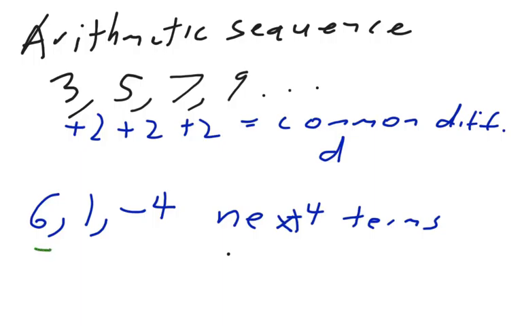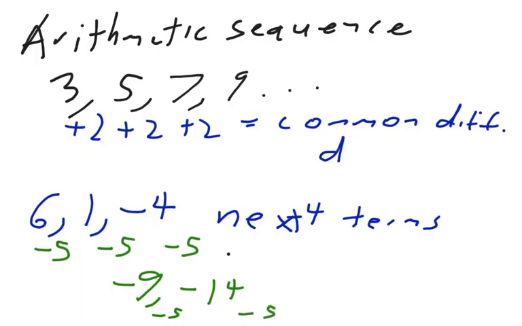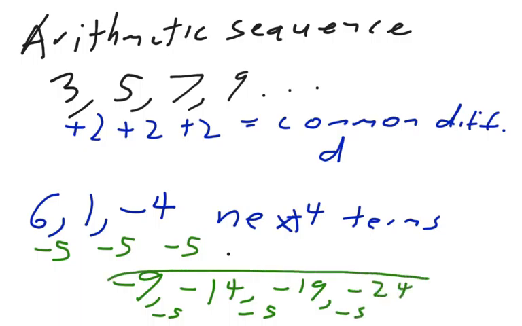Well, how do we get from 6 to 1? We go down by 5. How do we get from 1 to negative 4? We go down by 5. And so from negative 4, if we go down by 5, we're at negative 9. We go down another 5, we're at negative 14. Another 5, we're at negative 19. And if we go down another 5, we are at negative 24. So those are the next 4 terms of the sequence that starts out 6, 1, negative 4.